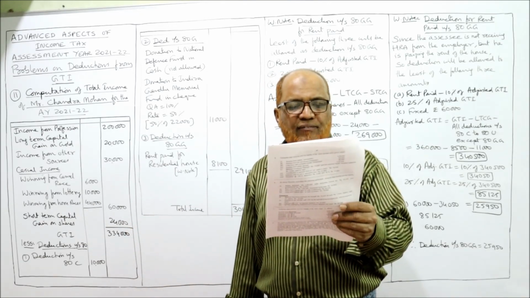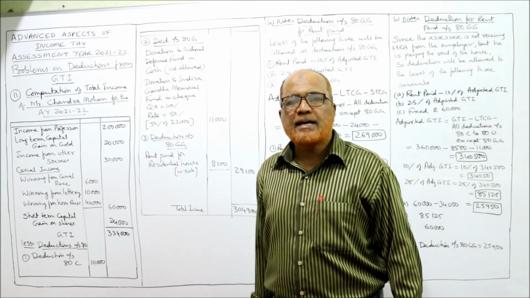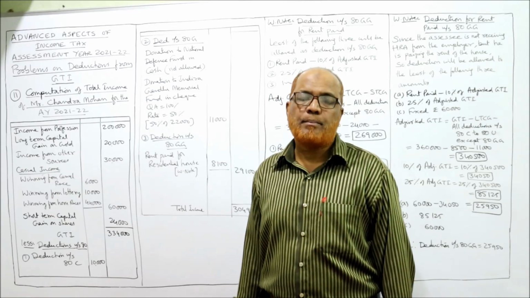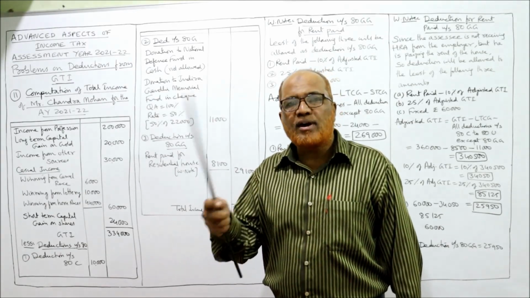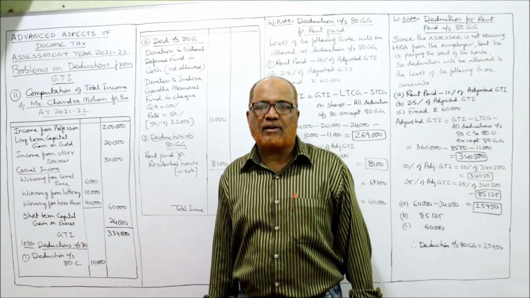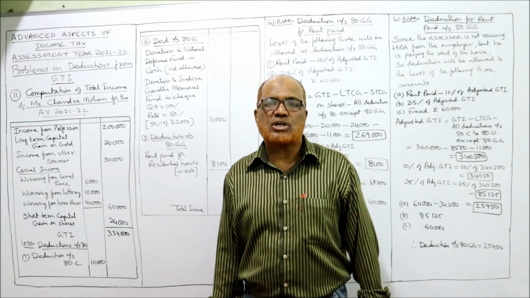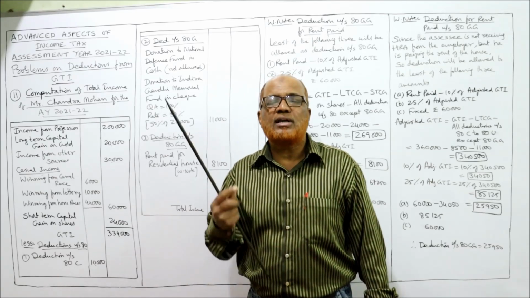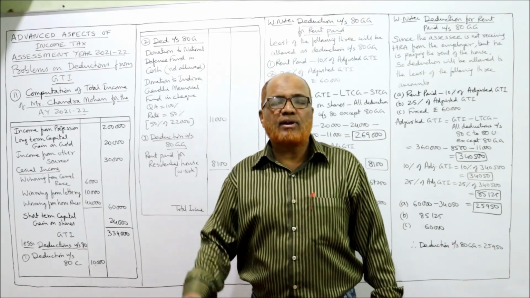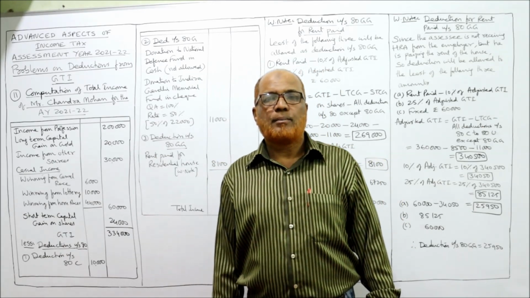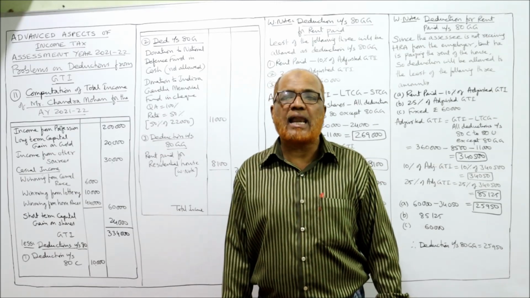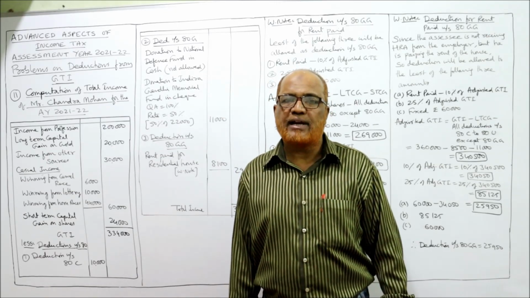Donation to National Defence Fund in cash. The Income Tax Act says donation paid to National Defence Fund is a qualifying amount, but any donation over 2,000 rupees should be paid either through cheque or draft. It should not be paid in cash. If the donation is more than 2,000, it should be paid by means other than cash. Here the donation given to National Defence Fund is 8,000, but this 8,000 was paid in cash. So the Income Tax Act says it is not allowed as deduction under section 80G.